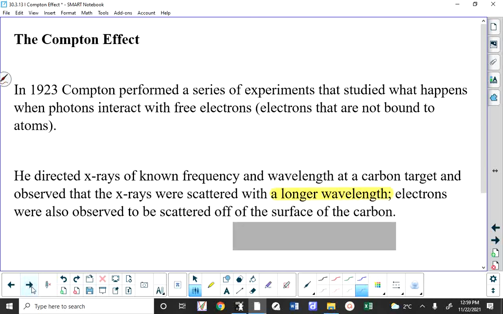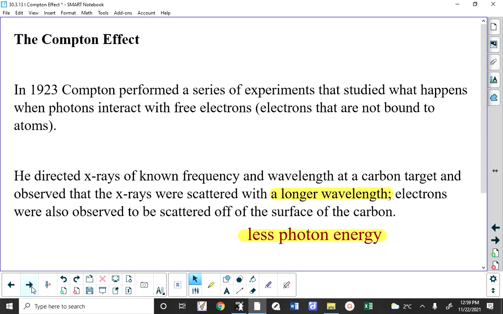But that means they have less photon energy. And that means you're going from a photon with a particular amount of energy to a photon with a different amount of energy. And that means that that photon that hit the carbon lost some of its energy. And this is an apparent contradiction because you're told that photons either exist or they don't. But the world isn't that simple.